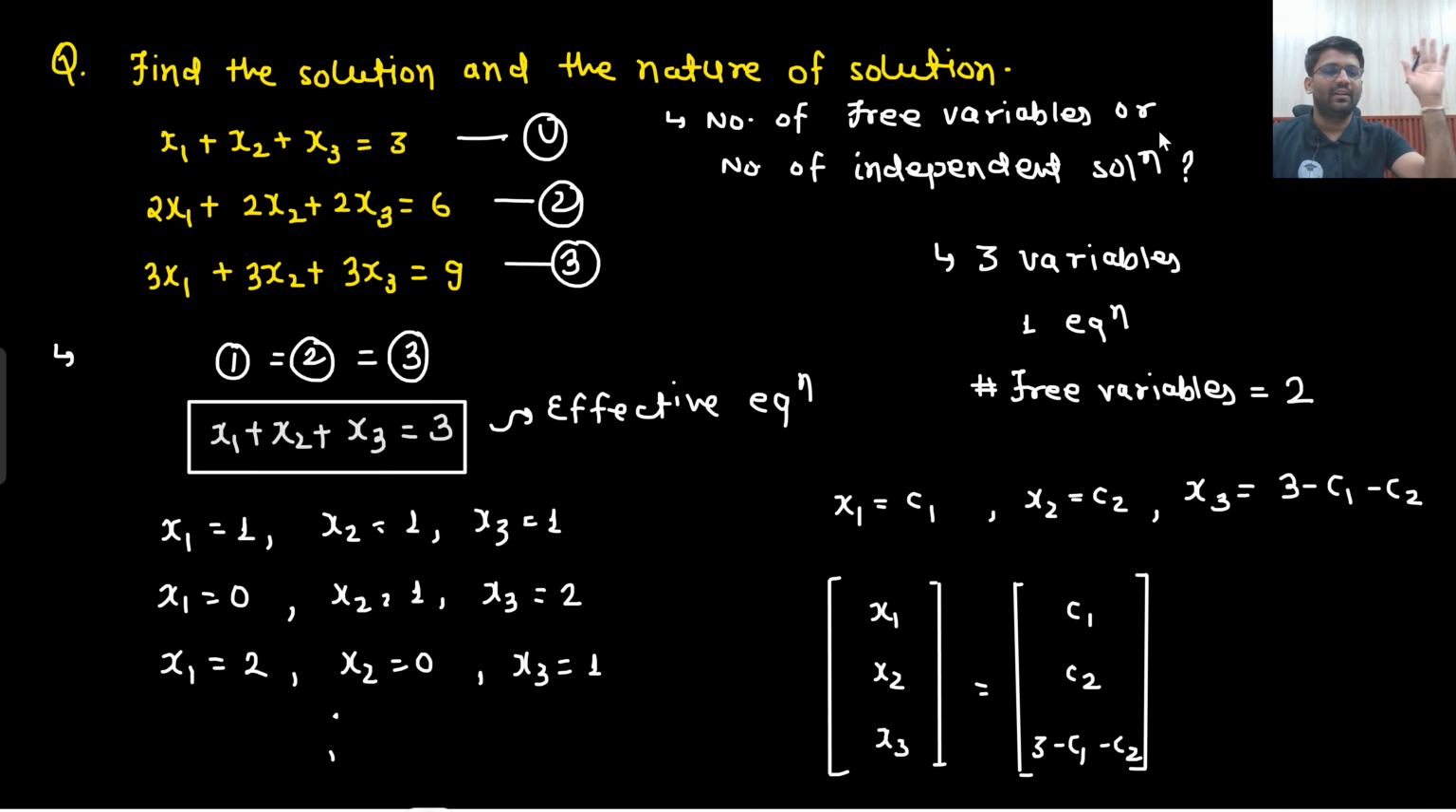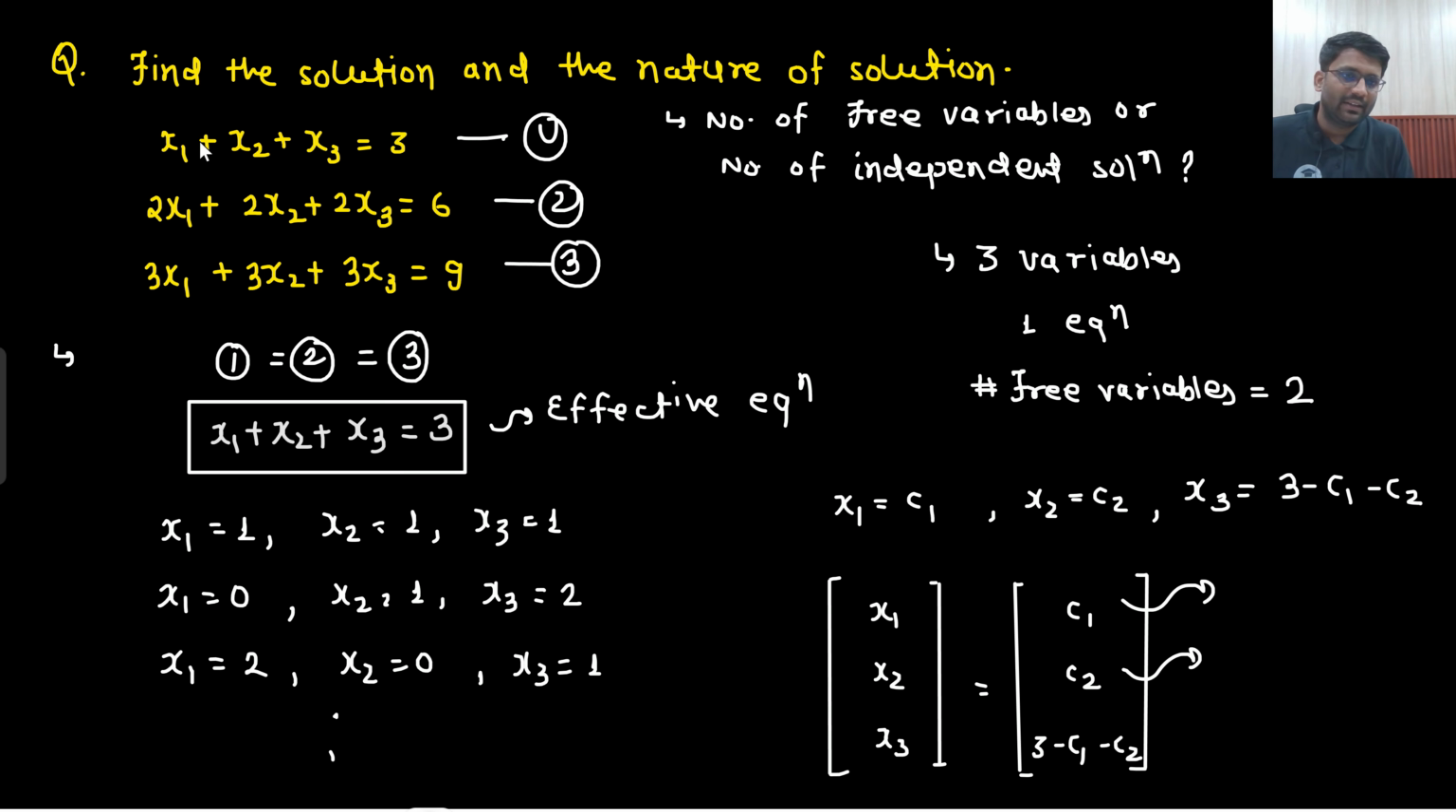They are independent of anyone. Independently you can take any value. But this value will be depending on these c1 and c2. So independent solutions are 2. So this is how mathematically I can solve this question. But what if we need to solve it through matrix form?